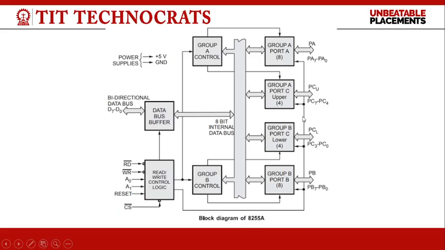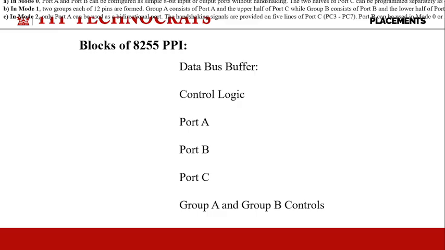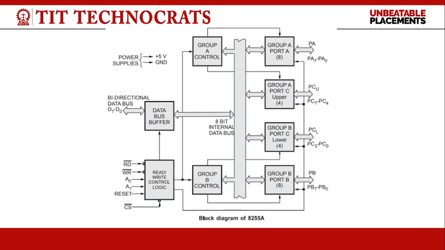Now there is one more port, that is port C, which is divided into 2 parts, port C upper and port C lower. This port C is also an 8-bit input output buffer, but it can be separated into 2 parts and each can be used as a control signal for port A and port B in handshaking mode. It can be programmed for bit set operation also. Thus group A control consists of port A and port C upper, while group B control consists of port B and port C lower.